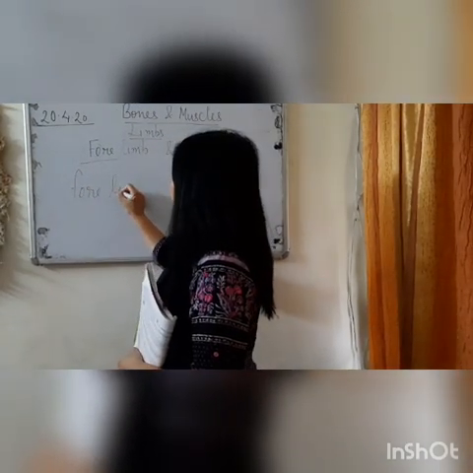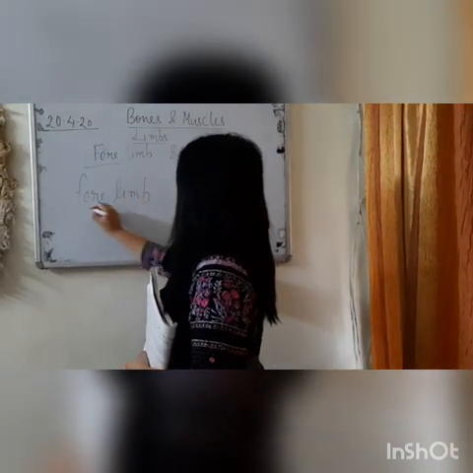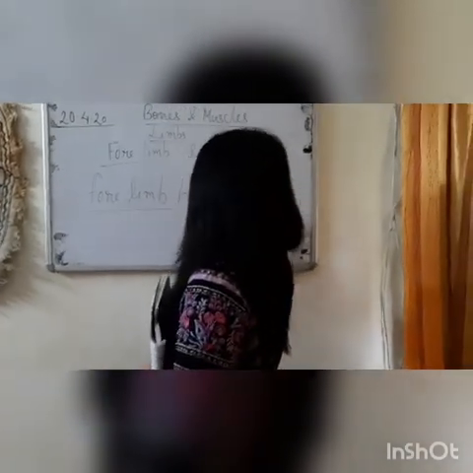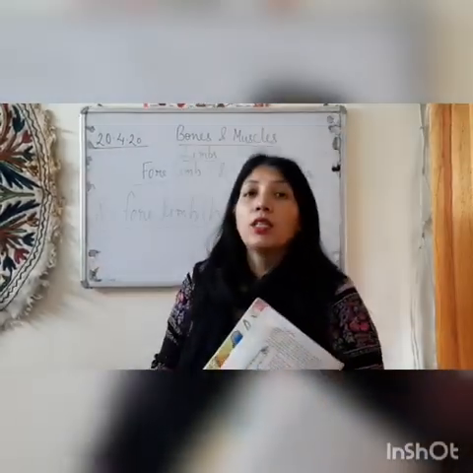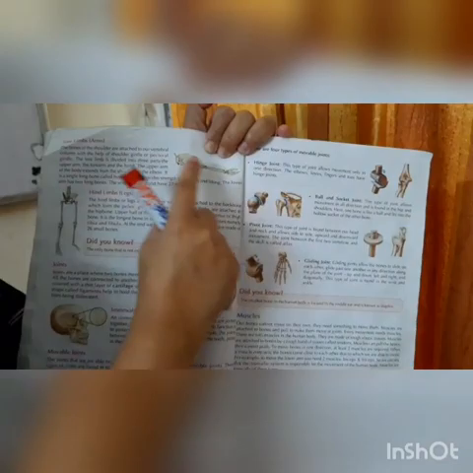Children, first we are going to study about the forelimb, or hands. Can you see this picture? It's given in your book. This is a picture of your forelimb or your hand.